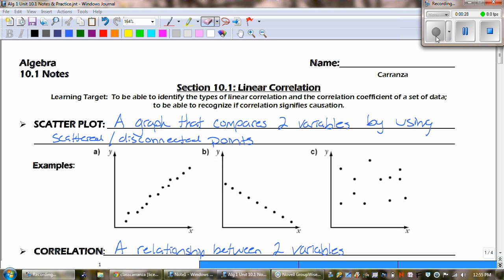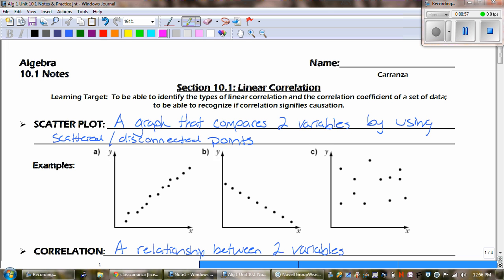So, first thing we're going to talk about is a scatter plot, which is a graph that compares two variables by using scattered and disconnected points. Hopefully you've seen these types of graphs before. You can see how the points aren't connected, but you can kind of see the general trend of what's going on in most cases. This is called a scatter plot.